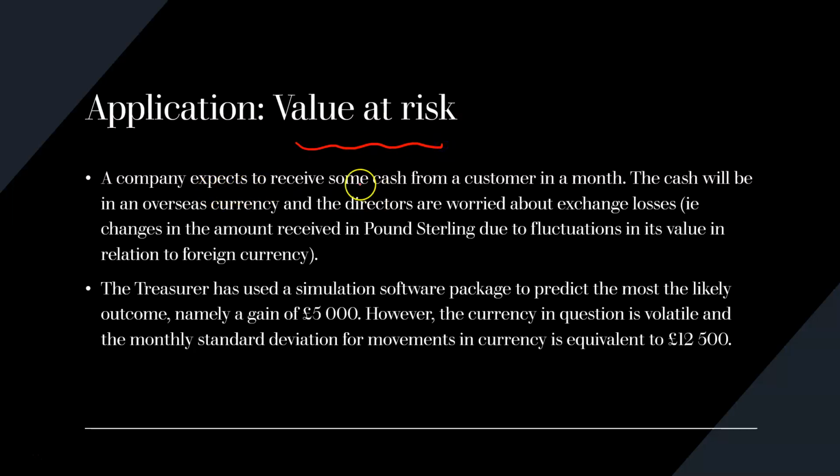It says a company expects to receive some cash from a customer in a month. The cash will be in an overseas currency, and the directors are worried about exchange losses. These are the changes in the amount received in sterling due to fluctuations in its value in relation to foreign currency. The treasurer has used a simulation package to predict the most likely outcome, namely a gain of 5,000. Think of that like the mean. We're hoping for 5,000 pounds.